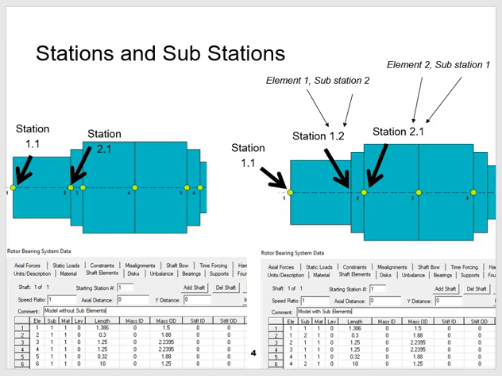In the first case, element 1 goes from station 1.1 to station 2.1. Another way of saying this would be that it goes from substation 1 of element 1 to substation 1 of element 2. In the example on the right, element 1 is split up into two subelements. The first subelement goes from substation 1 of element 1 to substation 2 of element 1. The second subelement goes from substation 2 of element 1 to substation 1 of element 2.